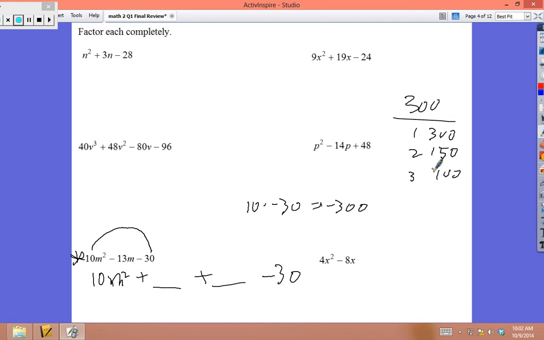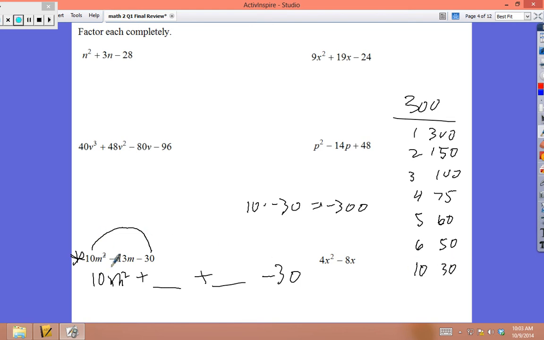300 divided by 4, 4 and 75. 300 divided by 5 is going to be 5 and 60. 300 divided by 6 is going to be 6 and 50. I don't think 7. 300 divided by 7. 300 divided by 8. 300 divided by 9. 3 and 10, we already got 10. And 30.